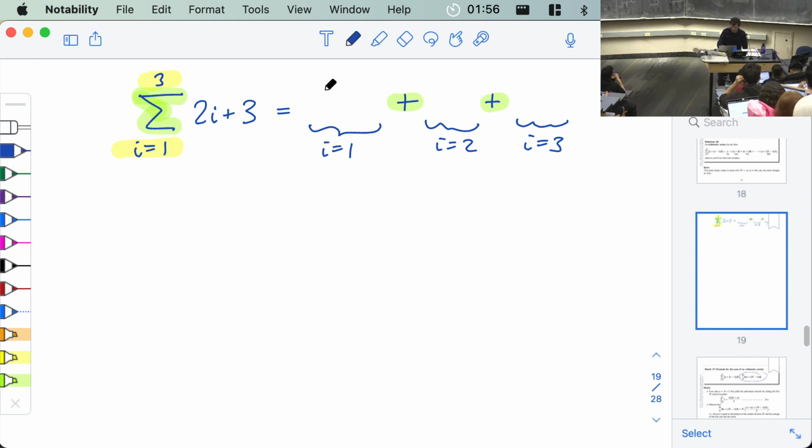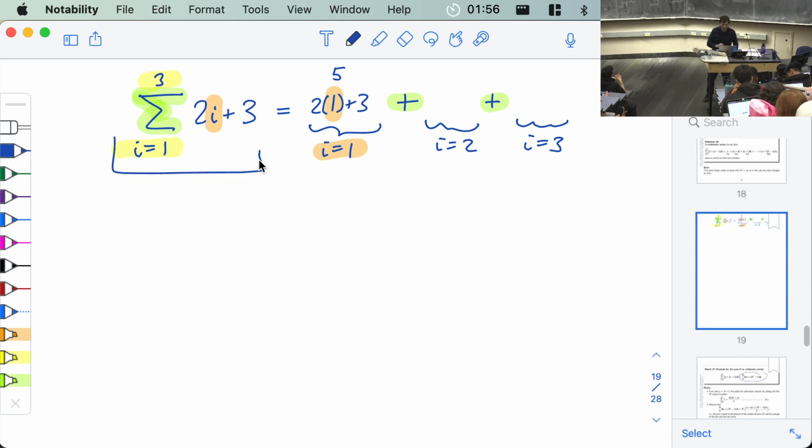The first one, when I equals 1, is 2 times 1 plus 3. I just plugged in I equals 1. 2 times 1 plus 3, as you probably know, is 5. So if you said 5, you told me the first term in the sum. 2 times I plus 3 is 5 when I equals 1. That's the first term. But I want the whole sum.